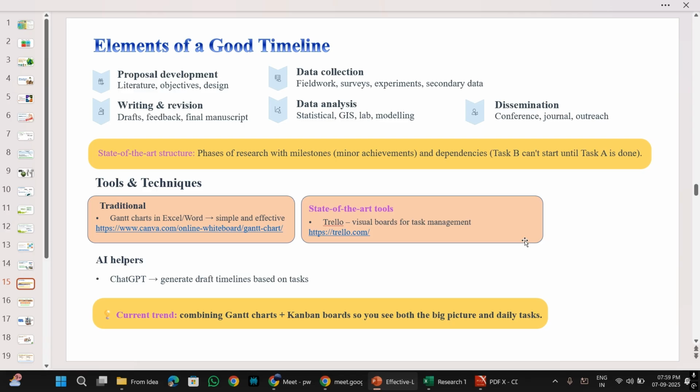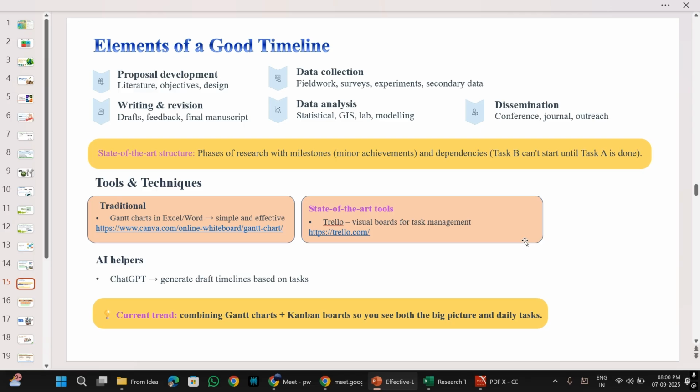Then what are the elements of a good timeline? What is a good timeline? A good timeline will include many things. So proposal development, that will be included in your timeline. Data collection, what kind of data you will collect, so how much time will be required to collect that data, what kind of data it is, that will also define it. Writing and revising, data analysis. So data analysis comes first, okay?